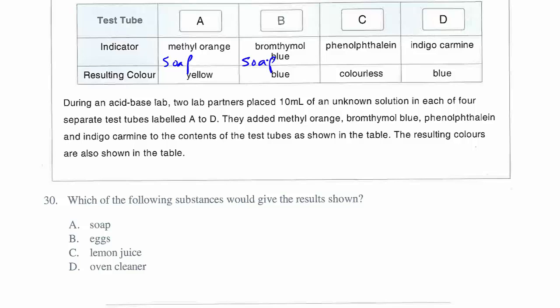Let's move on to phenolphthalein. Can you say phenolphthalein? You should try to say phenolphthalein. Your mommy would be so impressed if you could say phenolphthalein.